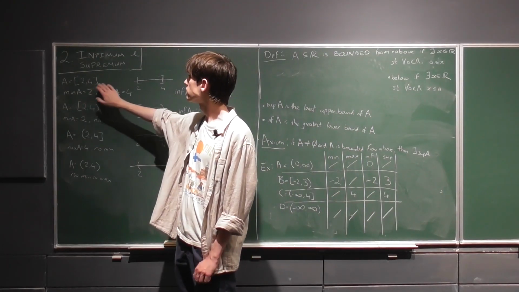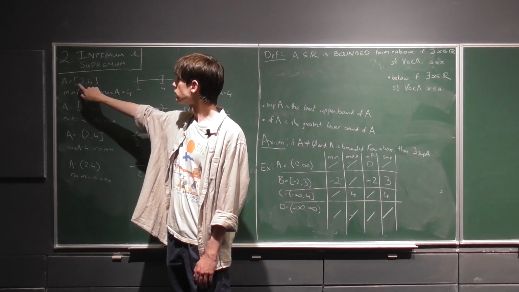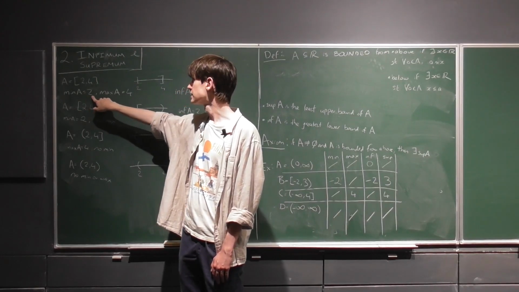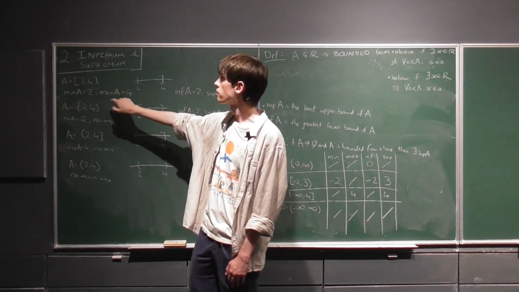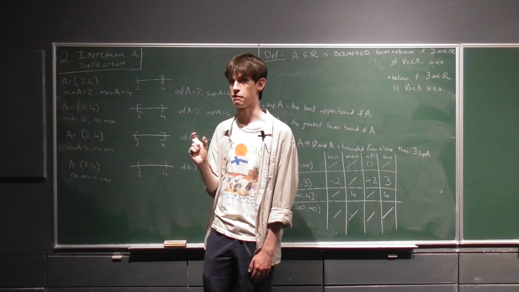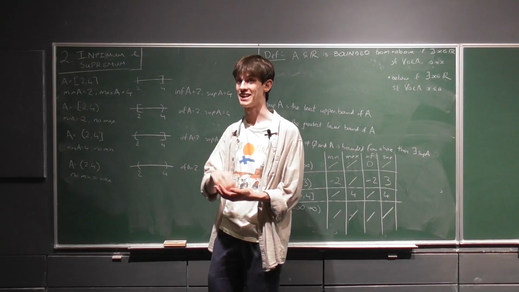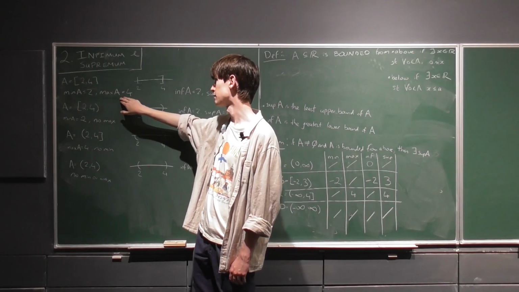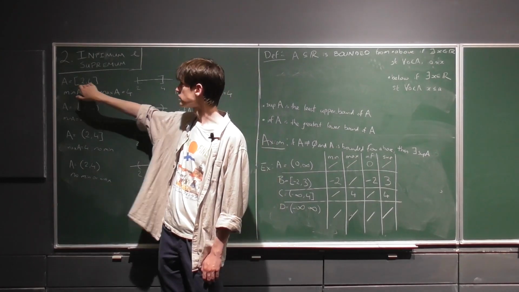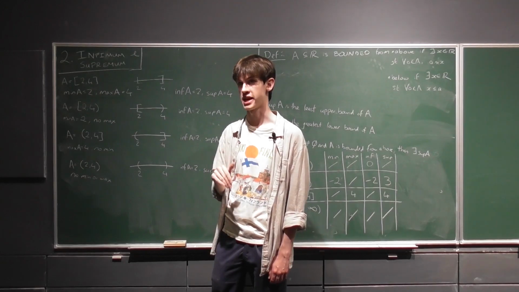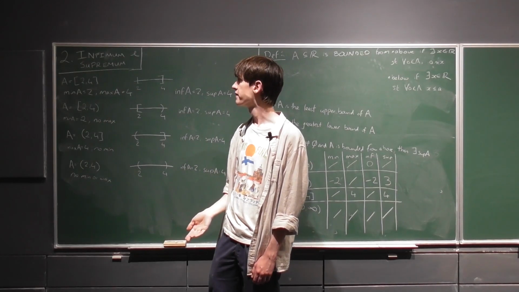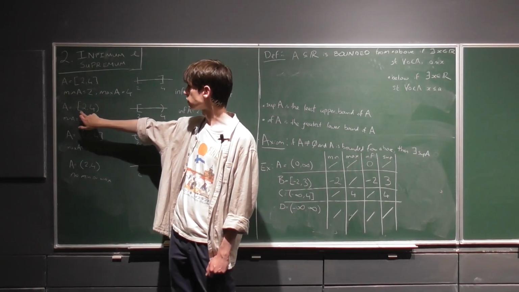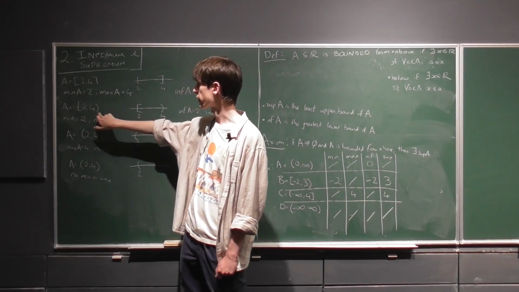So if we took this closed interval here from 2 to 4, we could describe its minimum as 2 and its maximum as 4, because the minimum is just the smallest element of a set which is contained within the set, and the maximum is the largest element of the set contained within the set. And because this is a closed interval, 2 and 4 are both contained within the interval, so they are the minimum and maximum.